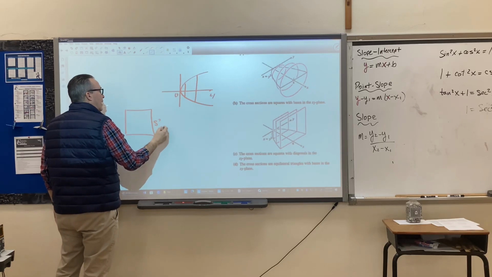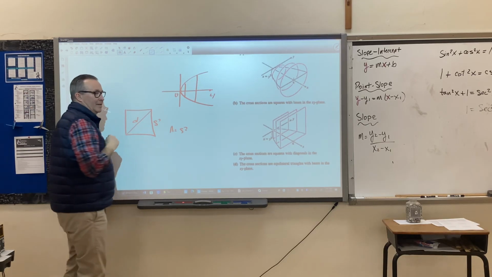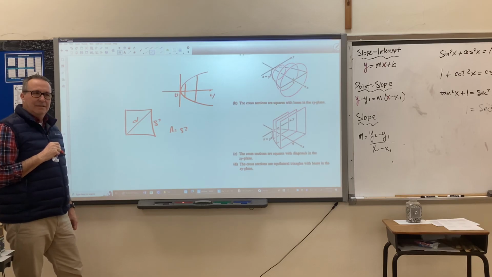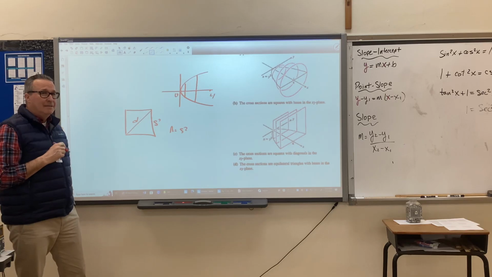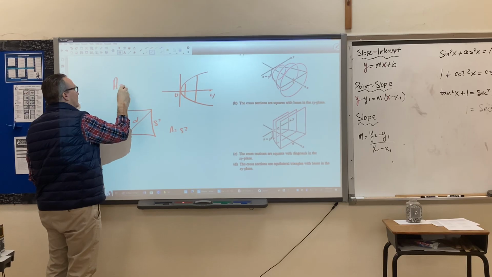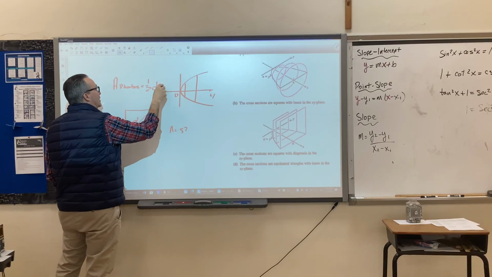I know it's side squared, right? What about in terms of its diagonal? It's a rhombus. Do you know how to find the area of a rhombus in terms of its diagonals? So the area of a rhombus is 1/2 diagonal 1 times diagonal 2.